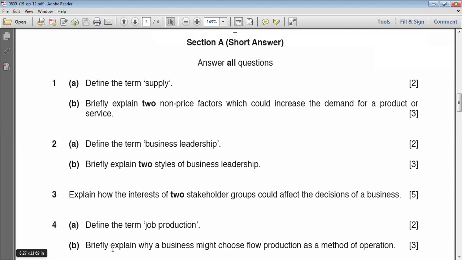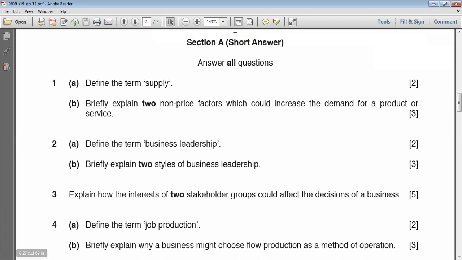If you are mentioning 2, then you can develop that idea, develop that concept, and providing the examples will complete your marks into 3 marks. That is for question 4B.